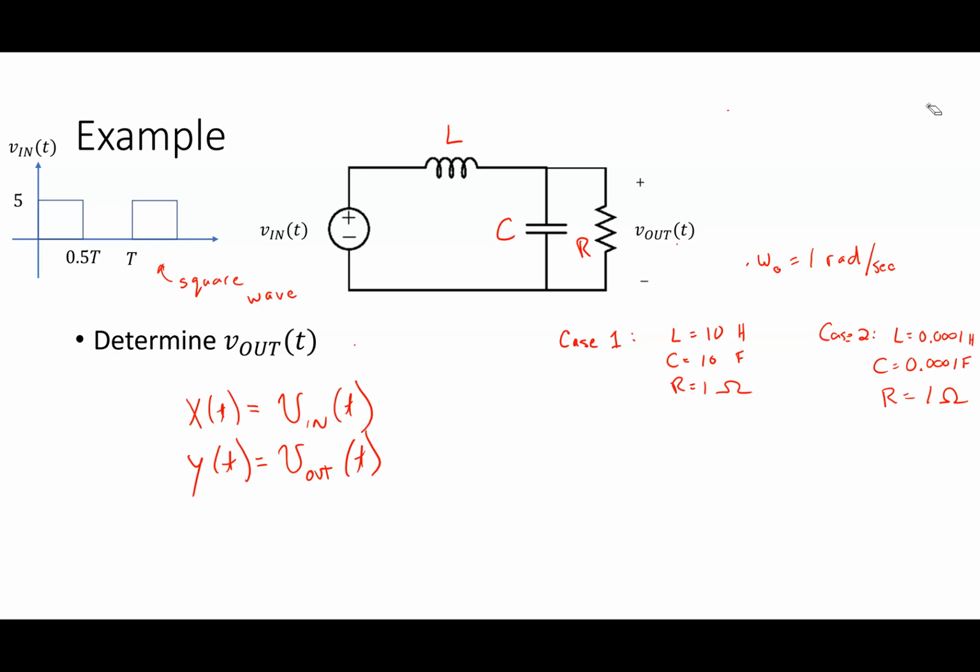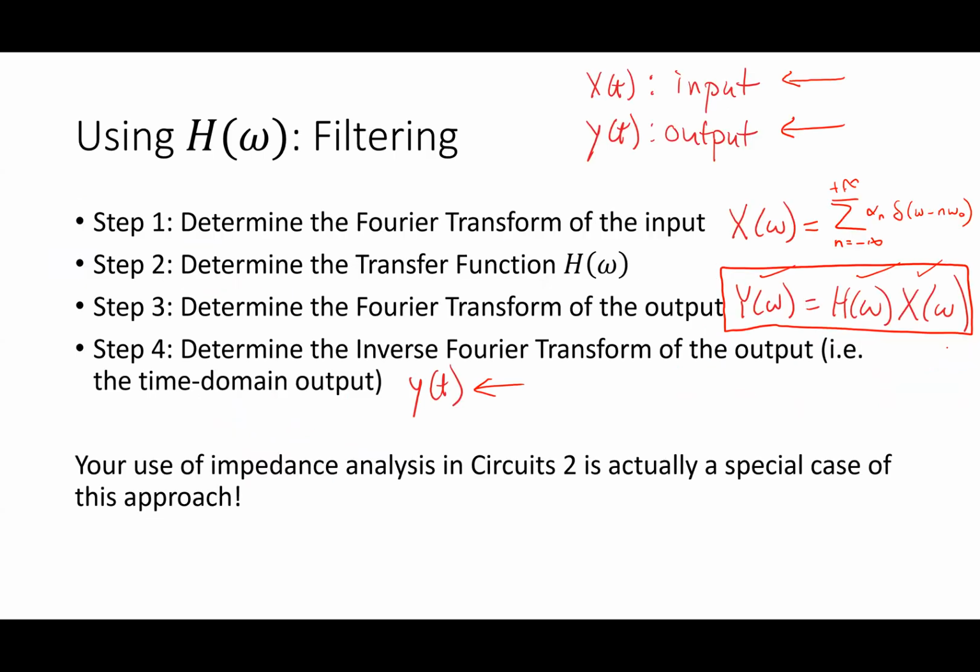All right, so last time what I did was I went through an example. If you watch that video, basically I have V in and I have this LCR circuit, and I went through each of those 4 steps. I did it with 2 cases, right? In one case, I had L is 10 henries, C is 10 farads, R is 1 ohm. And the other case, I had a much smaller L and C value, okay? So I went through this process, basically walking through these 4 steps.